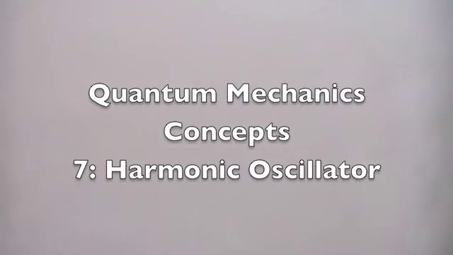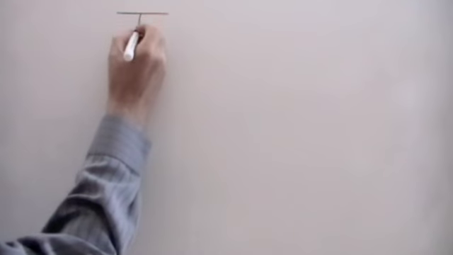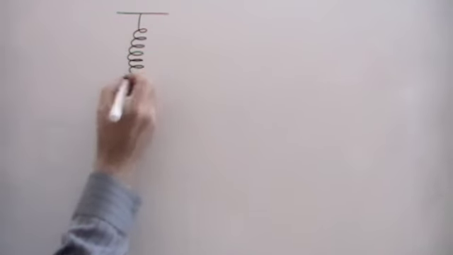Hello, today we're continuing with our series on quantum mechanics concepts, today looking at the harmonic oscillator. Classically, you can think of a harmonic oscillator as a spring. Here is a spring which is suspended from the ceiling, and in its ordinary state with no load on it, it may reach to this point here.